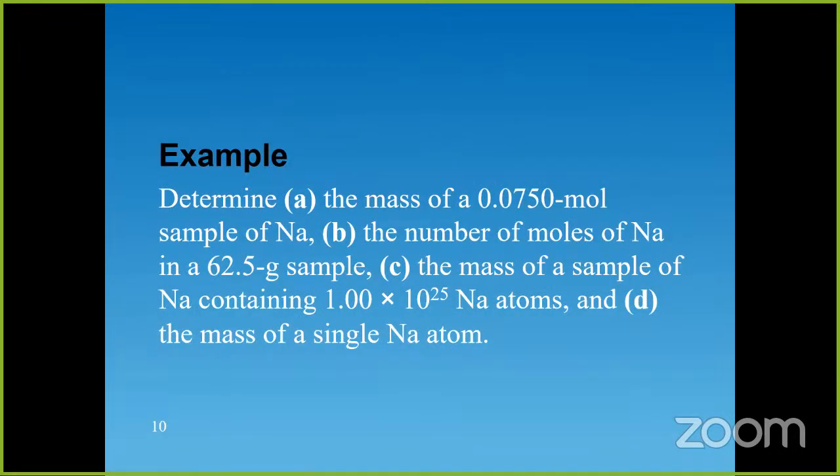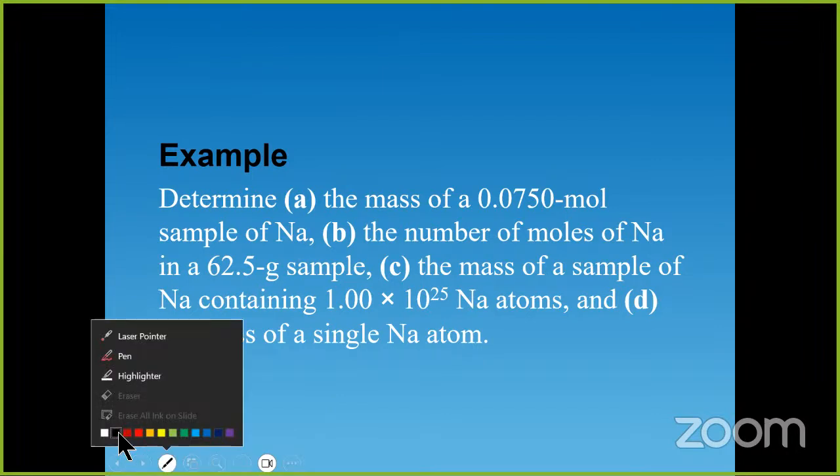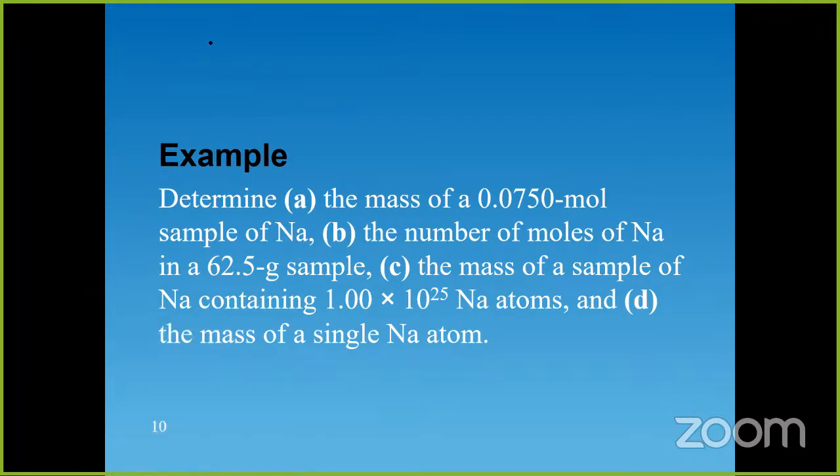Okay, so based on what we have covered so far, we can now look at this question, actually several questions in this example. It says determine the mass of a 0.0750 moles sample of sodium, right? So let's start off with that one first. This is something you should have met before, so I'm just going to go through it rather quickly. You're given 0.0750 moles of sodium, and you want to convert that to the mass, presumably in grams of sodium, right?